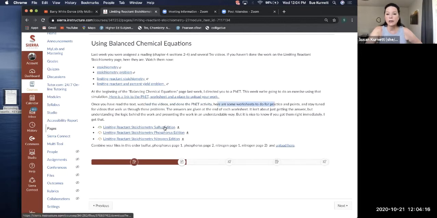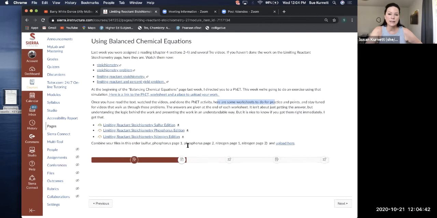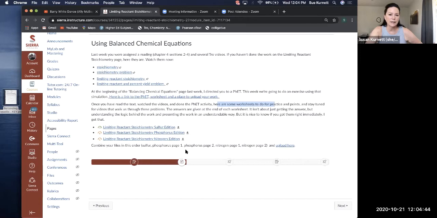And so tomorrow I'm going to work through the sulfur addition. Friday, I'm going to work through phosphorus, and Saturday I'll work through nitrogen. If you are able to download these and attempt these and maybe do these first, you might decide you don't need to come to Zoom, or you might come to Zoom just to hear me walk through the thinking. But for these 3 worksheets, the answers are there. And then you're going to combine your files and upload it. And I think I need to put a link here. I haven't done that yet, but I will.